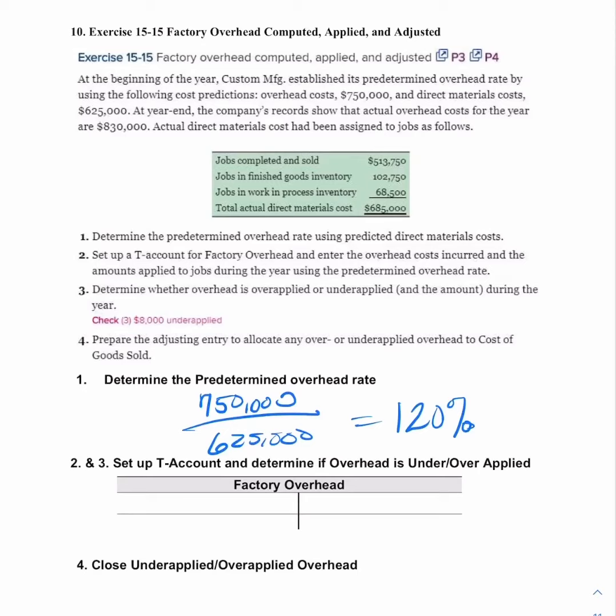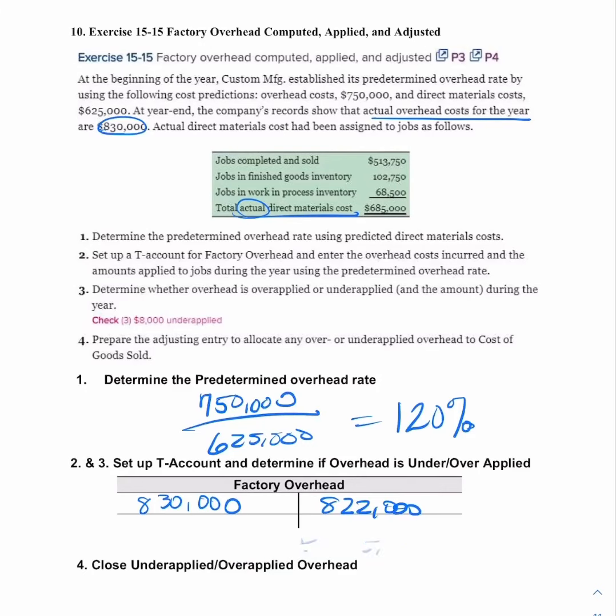Now for steps 2 and 3, we're going to set up a T account and determine if overhead is over or under applied. So the overhead that we actually incurred, so our actual overhead costs for the year are $830,000. The amount that we applied then was $822,000. And you say, well, how on earth did you get that number? And that is by taking the 120% times the $685,000 in actual direct materials cost, and that gives me $822,000 in applied overhead.